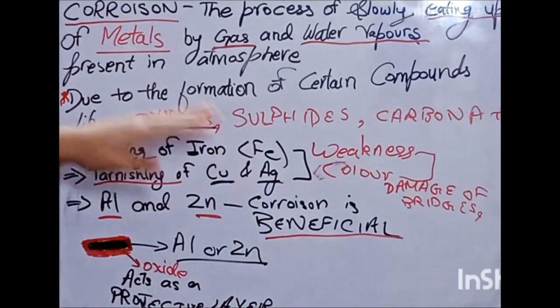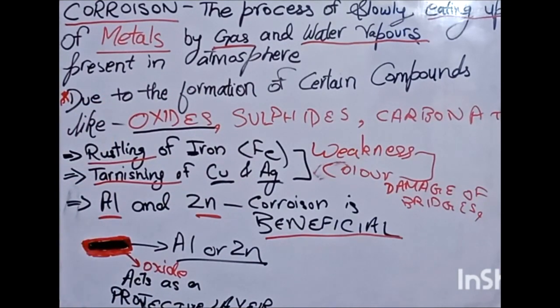When oxide forms on aluminium and zinc, this saves and protects the underneath aluminium and zinc and acts as a protective layer. This is what it is. I would like you to take a screenshot of it. This is very important. This can come for 1 marker, 2 marker and 3 marker.